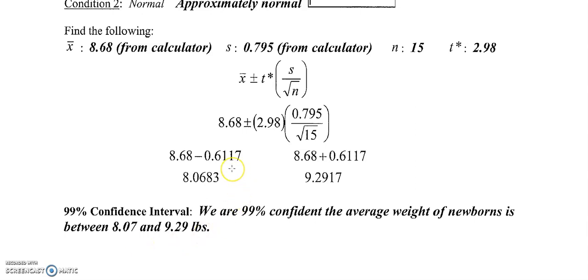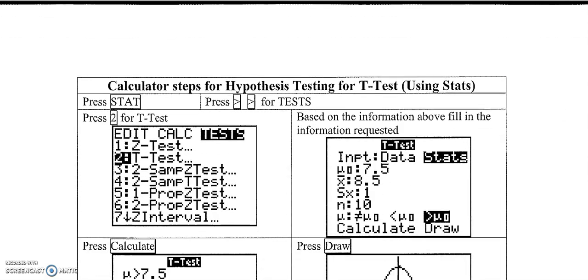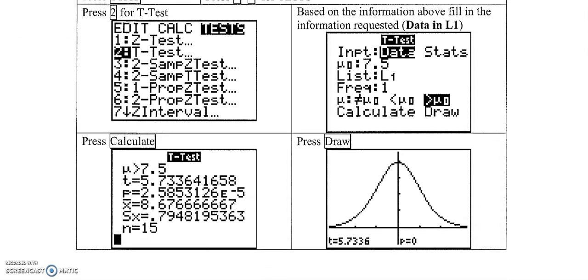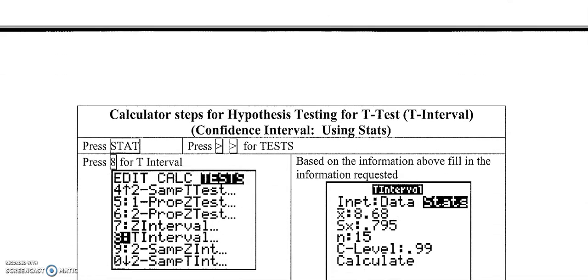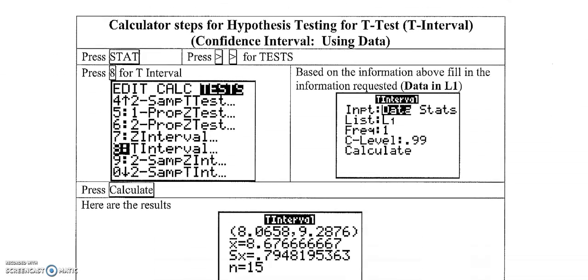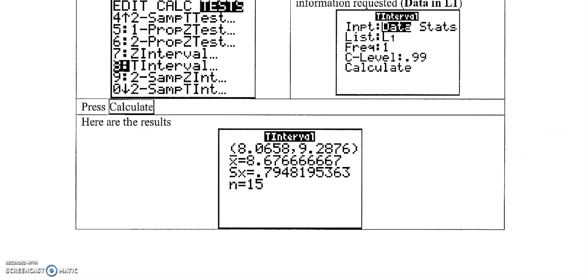Notice this verifies our conclusion. We said that it is greater than 7.5, and when we do the confidence interval, our entire interval, 8.07 to 9.29 pounds, is greater than 7.5. Below that, you have the step-by-step for the calculator that we just reviewed, and that is how to do a t-test. Thank you.